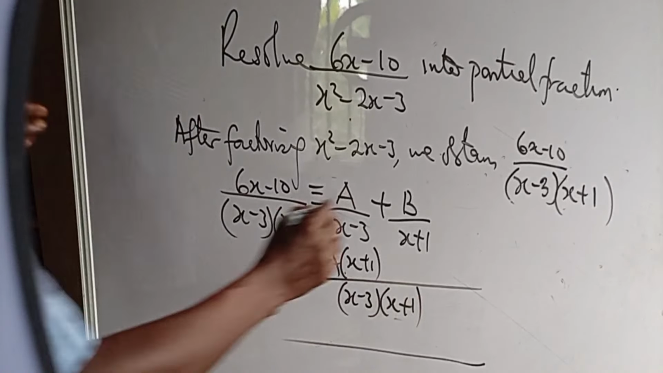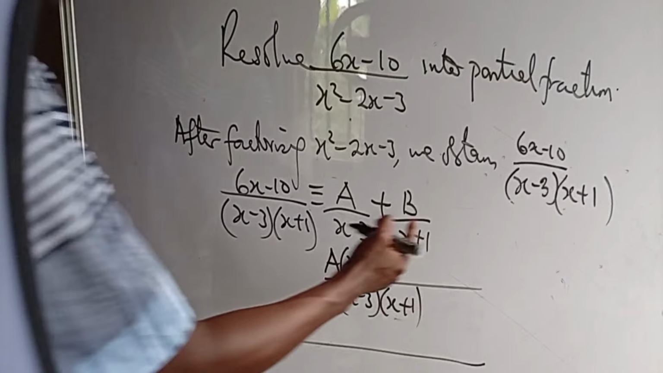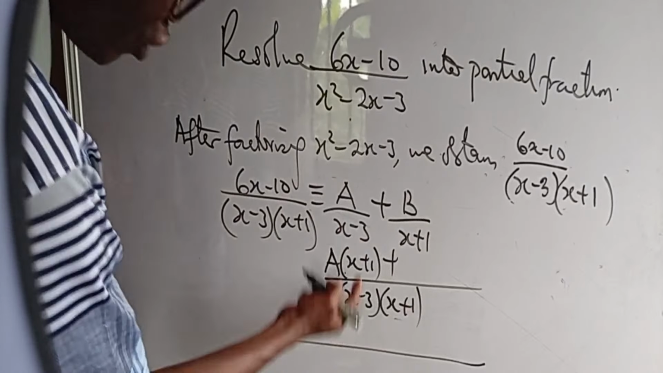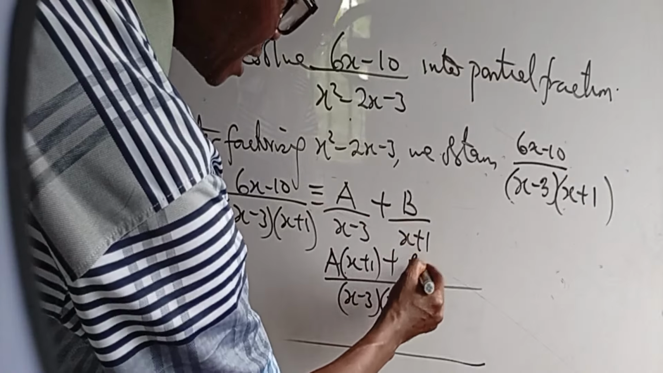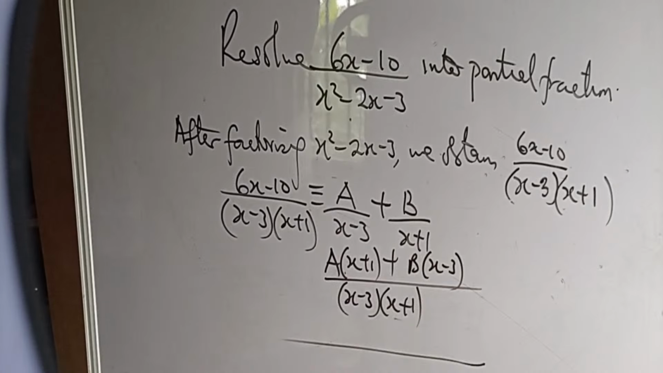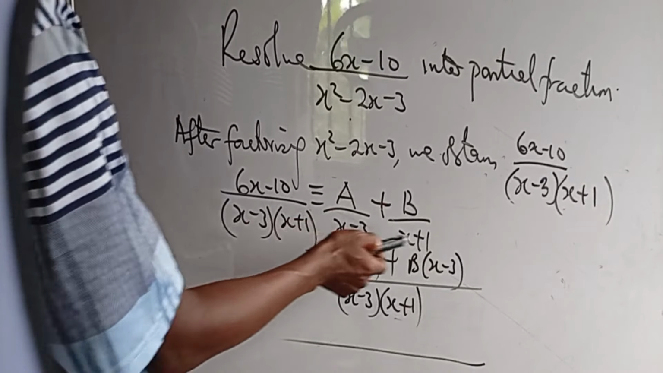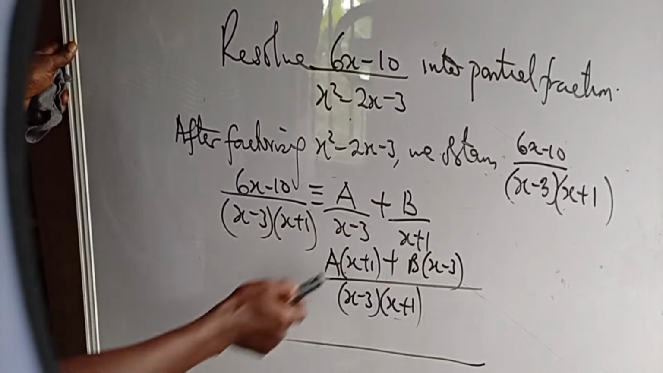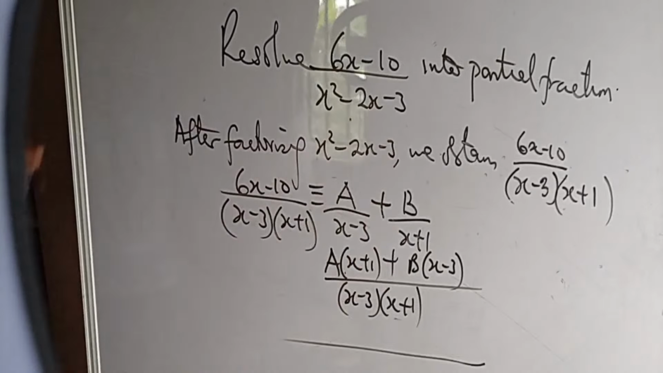Now, plus. x plus 1 cancels this x plus 1 in the LCM. You'll be left with x minus 3. Multiply B by x minus 3, you have B into x minus 3. In fact, another shorter way of doing this is to cross multiply directly. When you have stated that these two are the LCM, cross multiply: A multiply x plus 1, B multiply x minus 3.